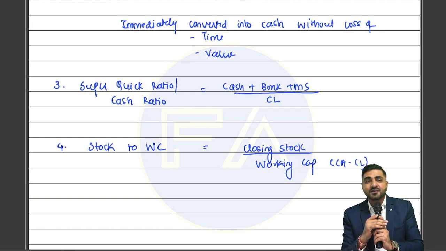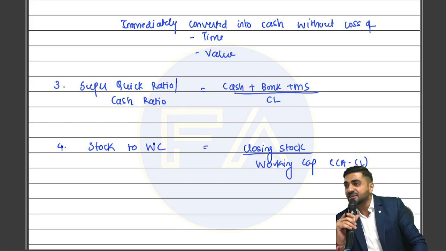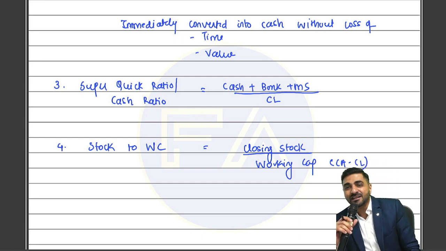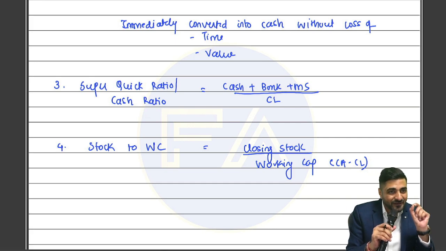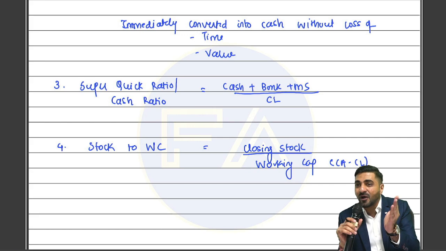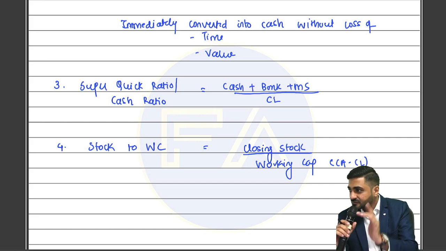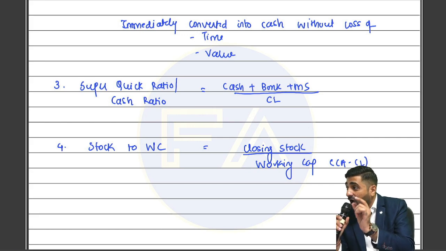Now, what is the objective of this ratio? This ratio will tell you that for every 1 rupee of working capital, how much is blocked in the form of stock. For 1 rupee of working capital, how much is blocked in the stock.